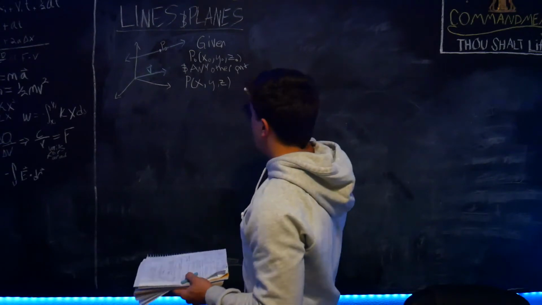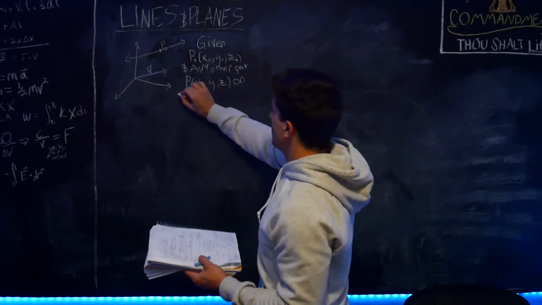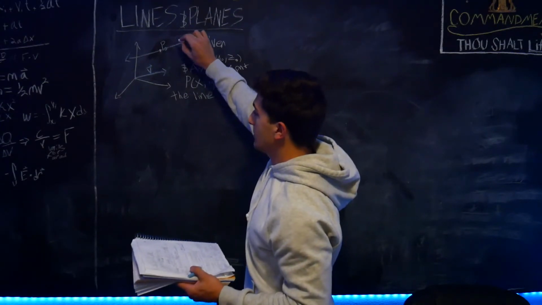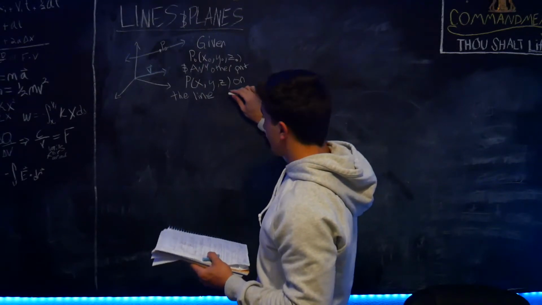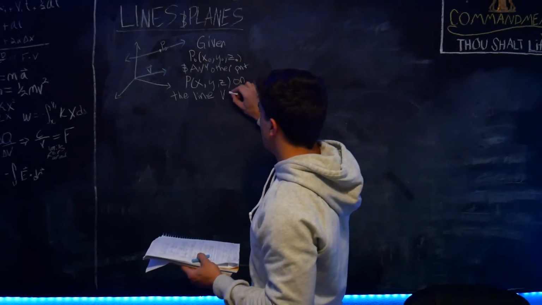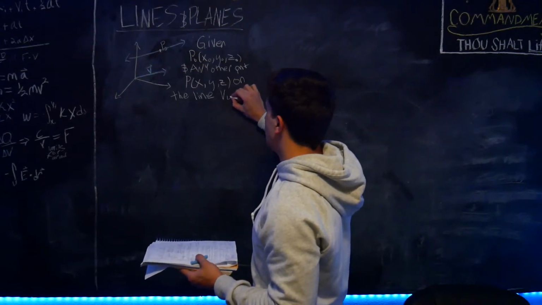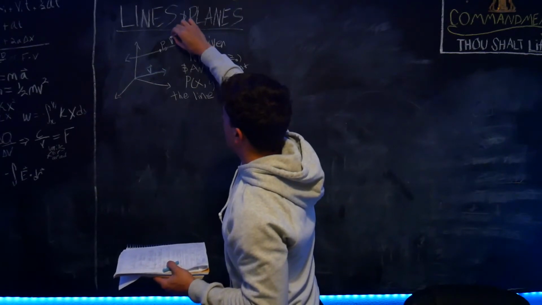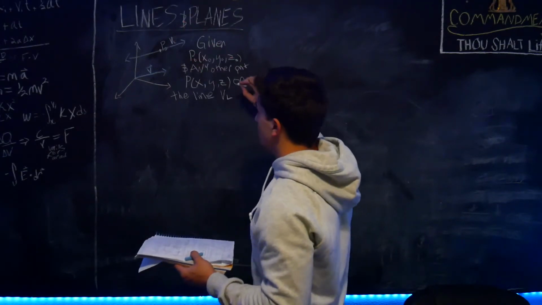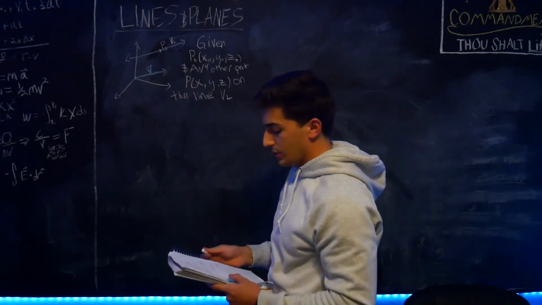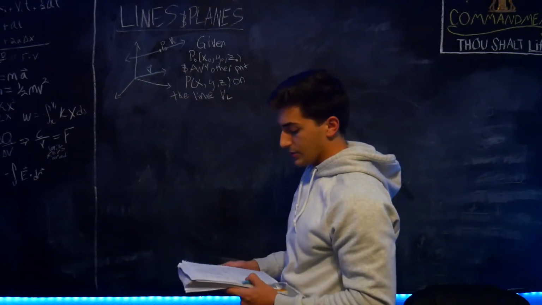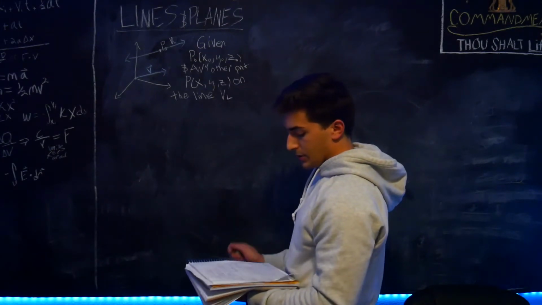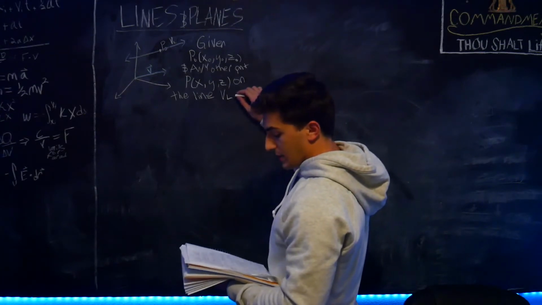Any other point on the line, this line that we drew, we're going to call it vector L, vector line. So let's write that right here, vector L, so we can refer back to it. This drawing is going to be really essential to understanding how this all works.